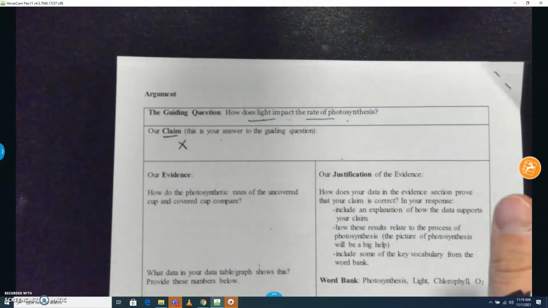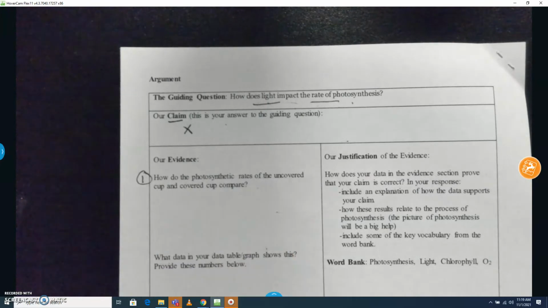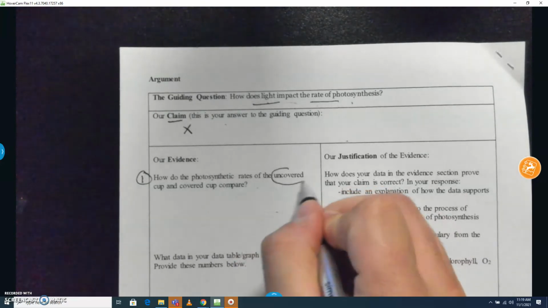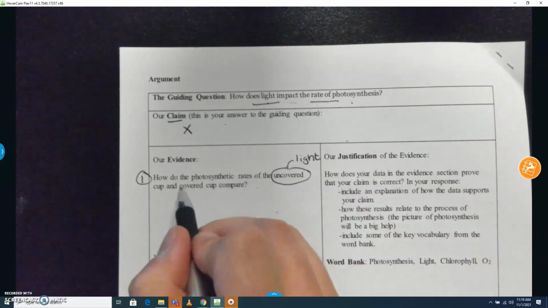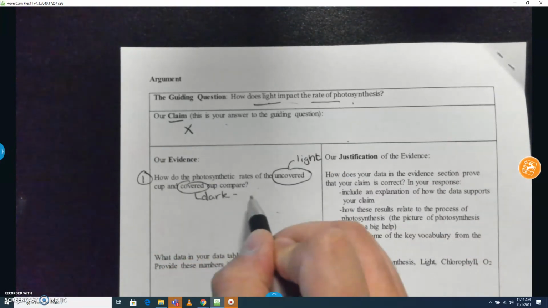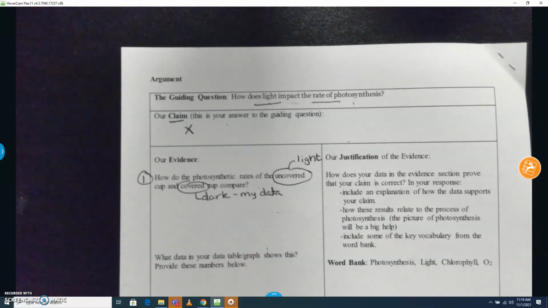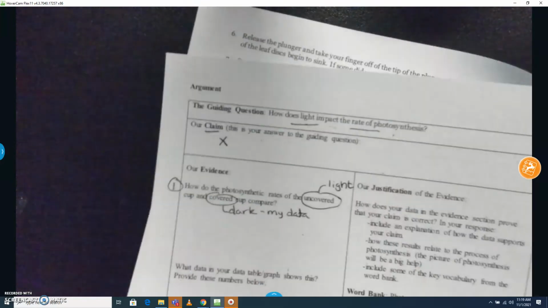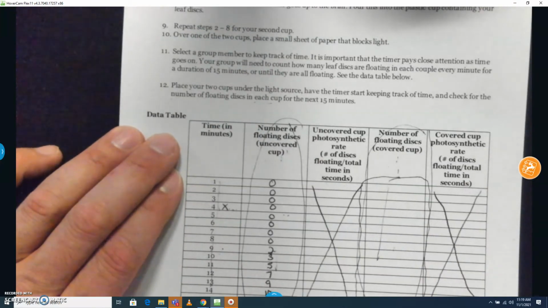Your evidence. Answer this question. How do the photosynthetic rates of the uncovered cup and covered cup compare? So uncovered cup, this was the light. That is the data you collected. Covered, that was the dark. That was my data. That was the data you got from me. So how do the rates compare? Answer that question.